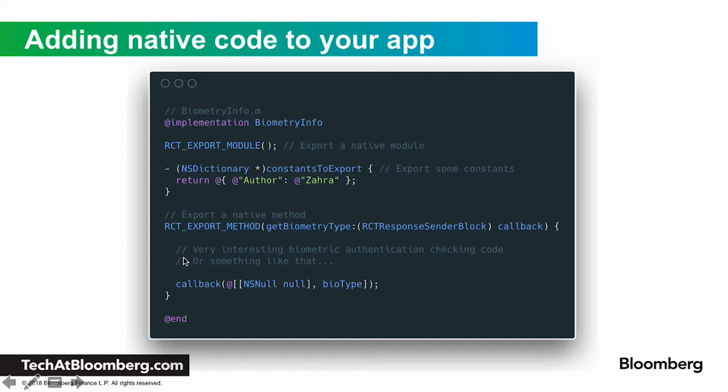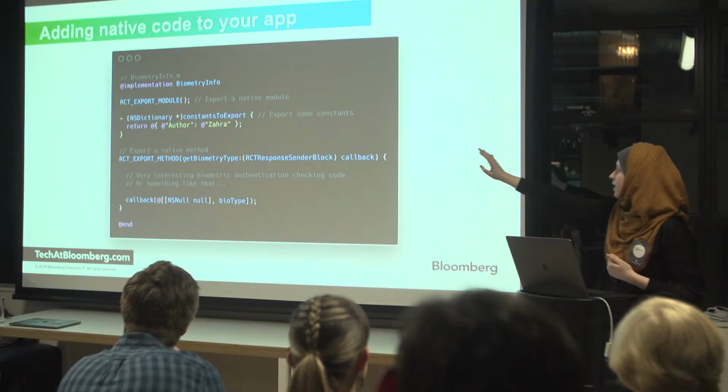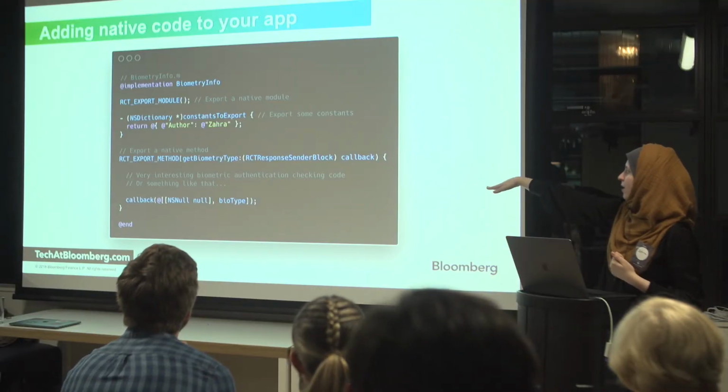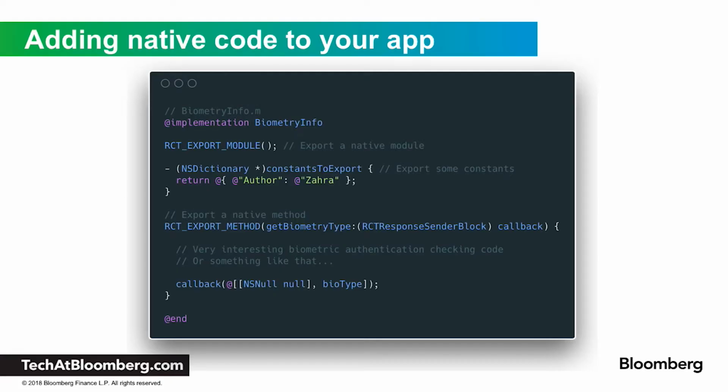All we need to do to get that value from the native side into the JS side at this point is we can use callbacks. As you can see, my method is called getBiometryType, and it takes an argument here of RCTResponseSenderBlock, but that's just a really fancy name for a callback, and I've handily labeled it there. So what we have here is we're calling callback.